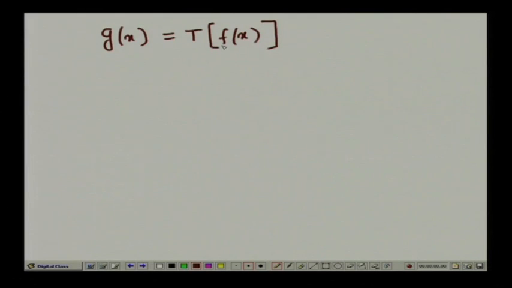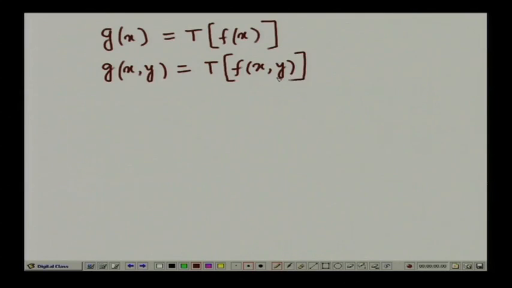or, because in this case we are dealing with two dimensional images, we will write the expression as g(x, y) is equal to some transformation T of the image f(x, y). So, in this case f(x, y) is the original image, and T is the transformation which is applied on this original image to give us the processed image g(x, y).